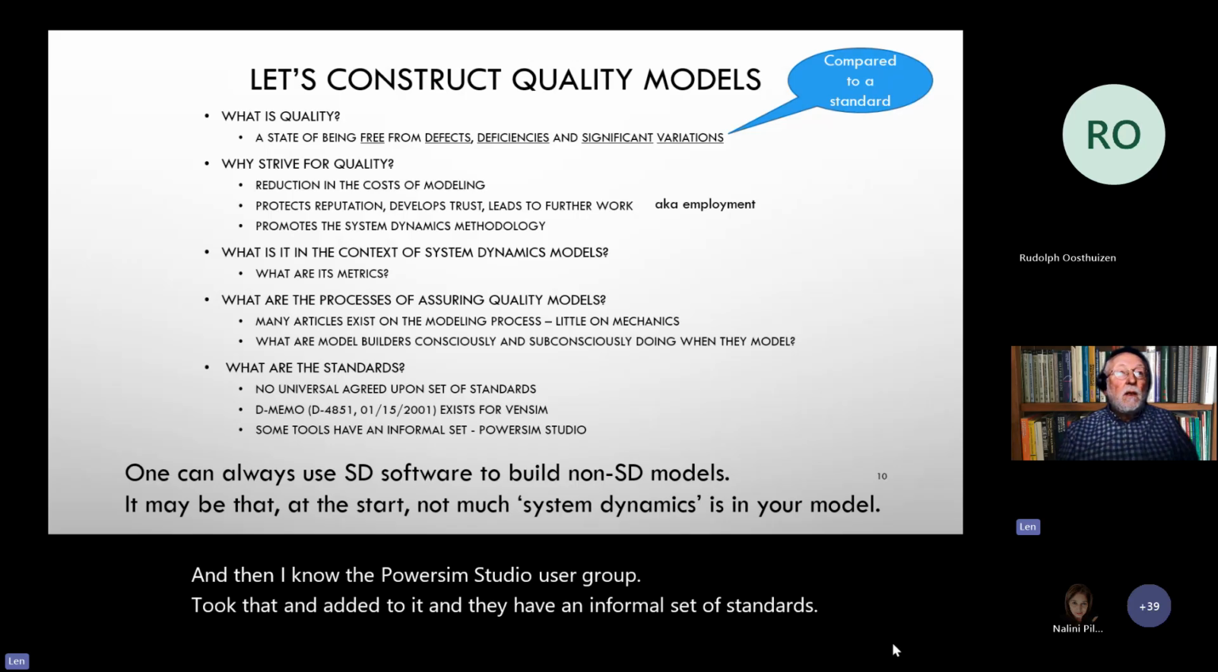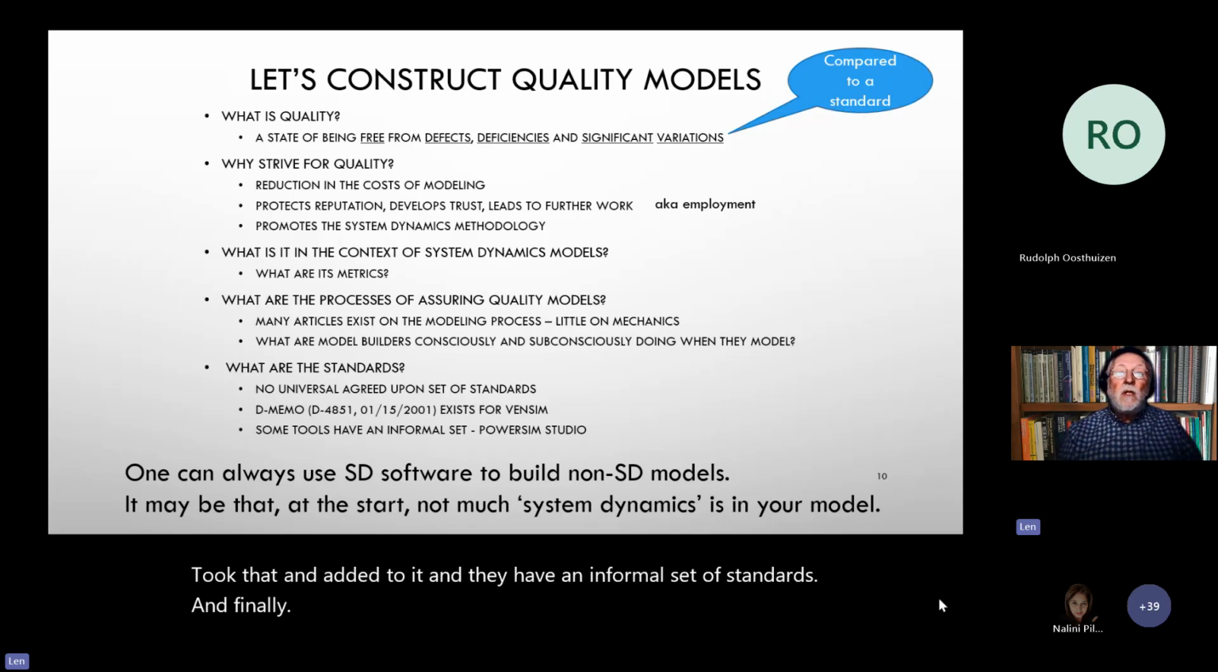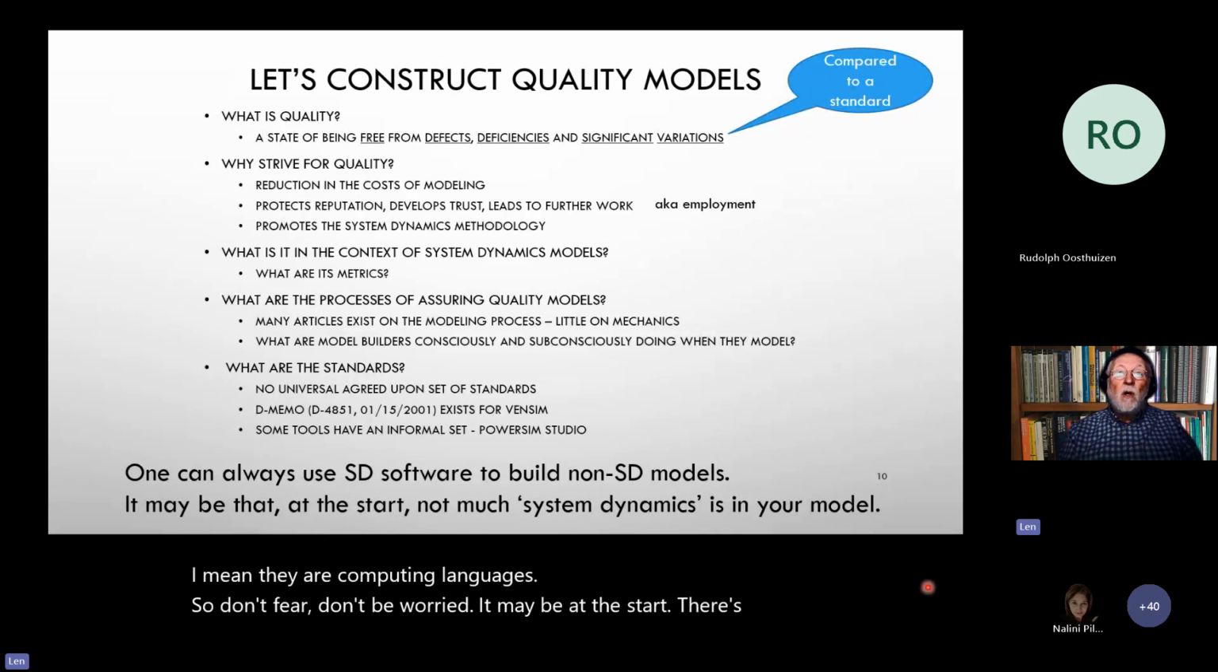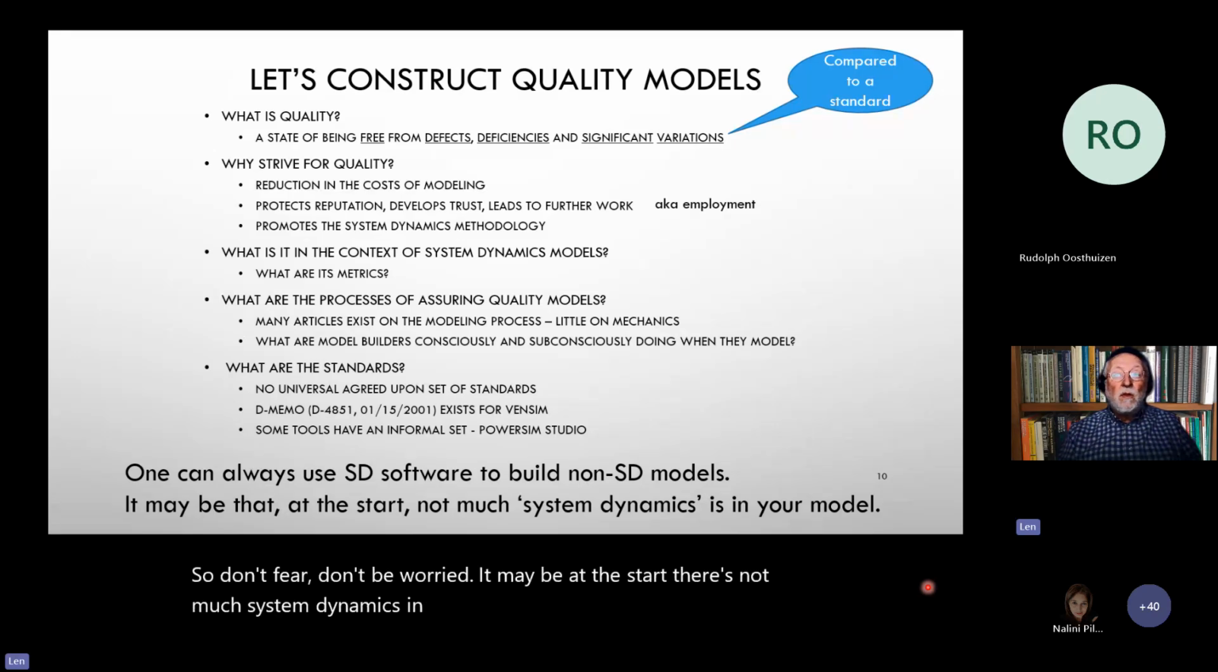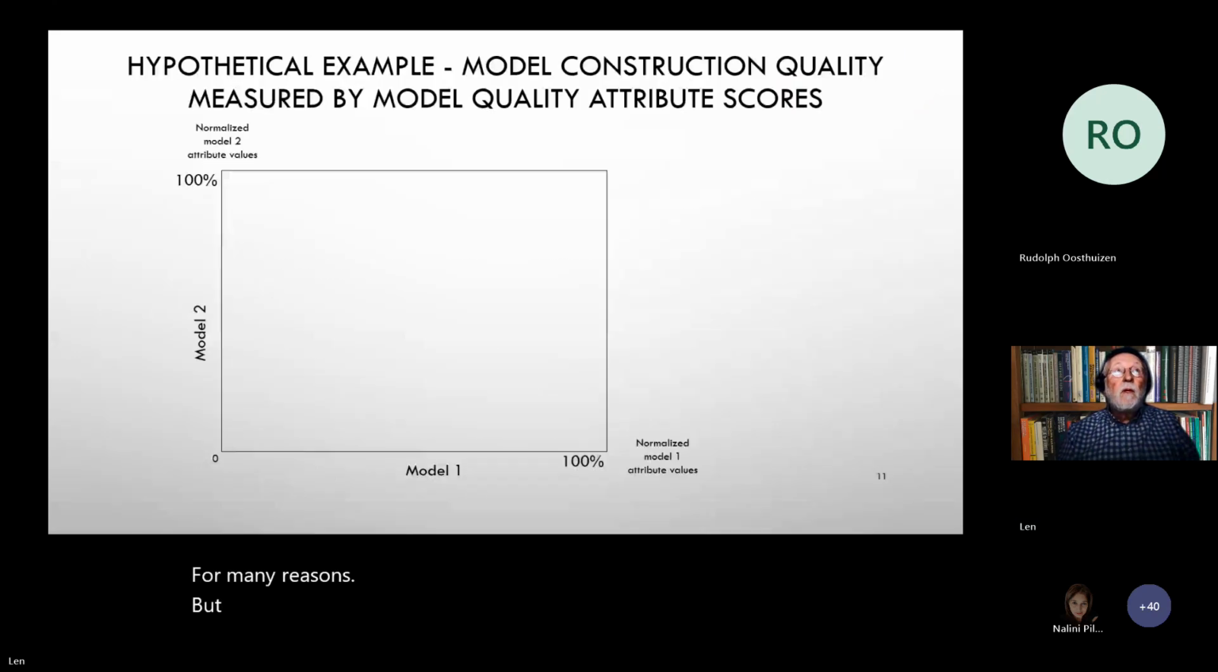And finally, you can always use SD software to build non-SD models. I mean, they are computing languages. Don't fear, don't be worried. It may be at the start, there's not much system dynamics in your model for many reasons, but don't panic, don't worry. Okay.